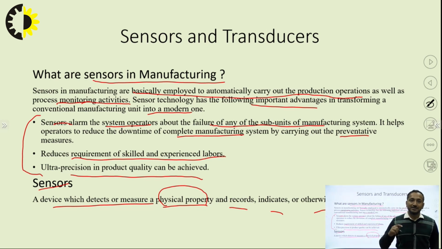If the temperature exceeds a certain limit which was set for it, it will send a message to the operator: yes, the device is getting heated, you need to turn off the device, or you need to turn on the service of the coolant, since the device is exceeding a certain temperature limit. In our case, I gave the example of temperature. It's a device which detects or measures a physical property, which can be temperature, and records, maintains the data, indicates or otherwise responds to it. Responds to it means it will send the message to the controller that the temperature has exceeded a certain limit and you need to do something about it. So this is the definition of the sensor.